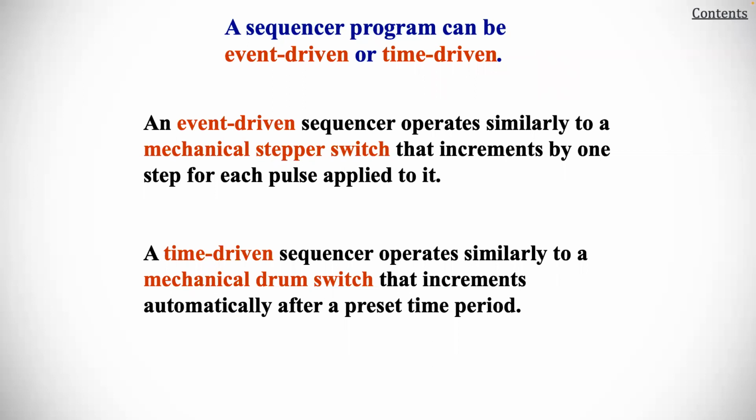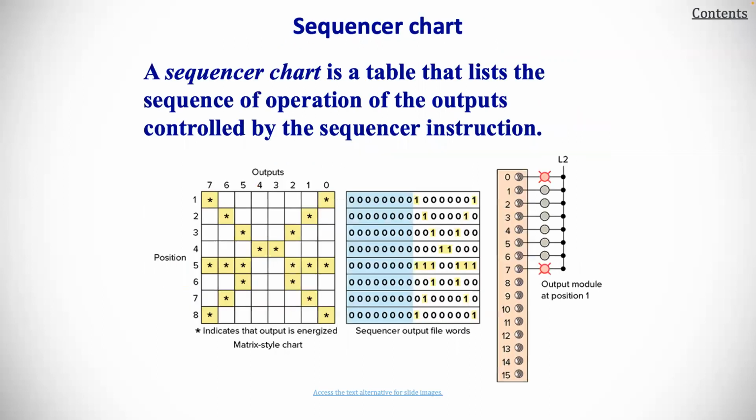An event-driven sequencer operates similar to a mechanical stepper switch that increments by one step for each pulse applied to it. A time-driven sequencer operates similar to a mechanical drum switch that increments automatically after a preset time period.